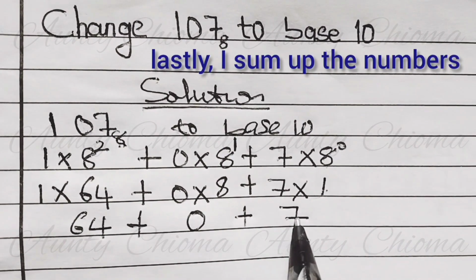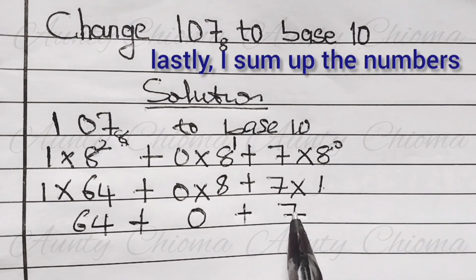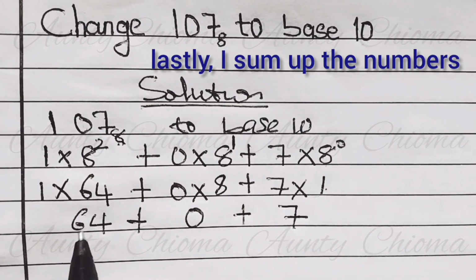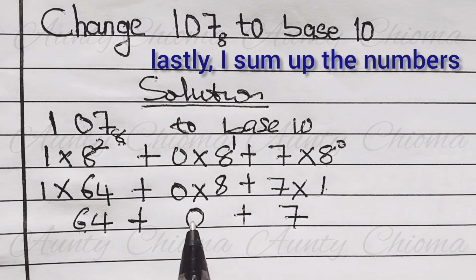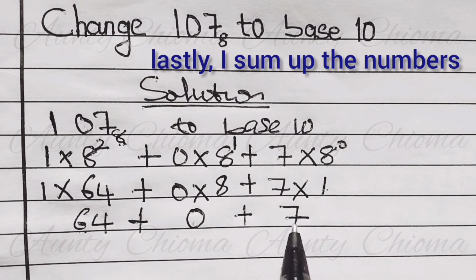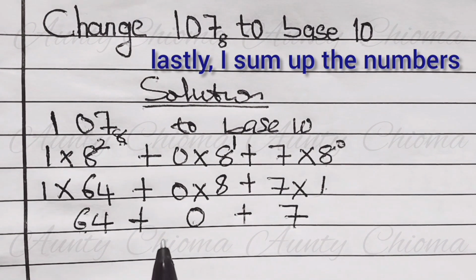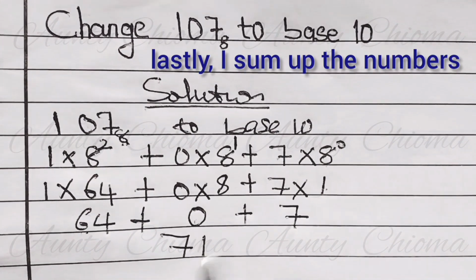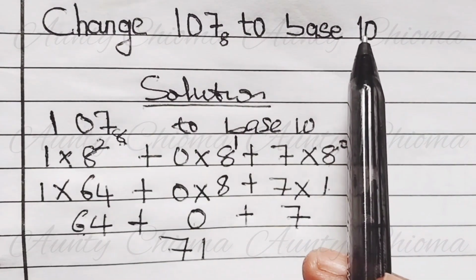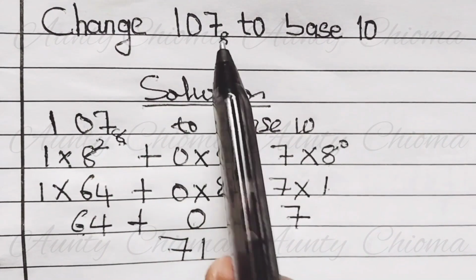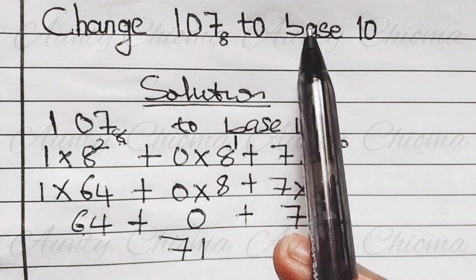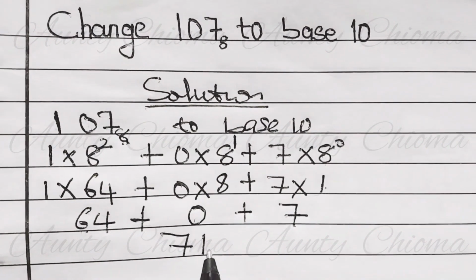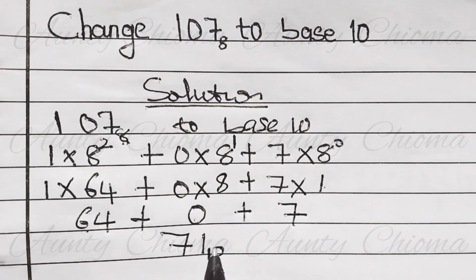Finally, I add up the numbers. I start with this one: 64 plus 0 gives me 64 still. Plus 7 gives me 71. In base 10, I have converted 107 in base 8 to a number in base 10, and it is 71. So in base 10.